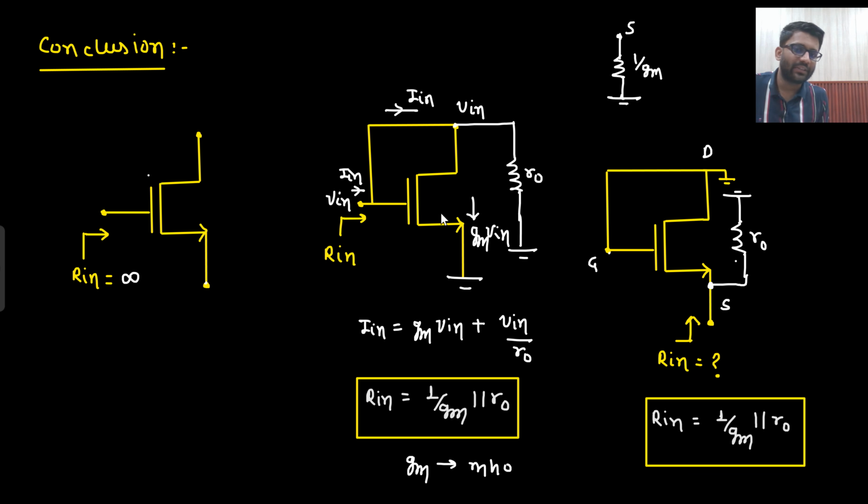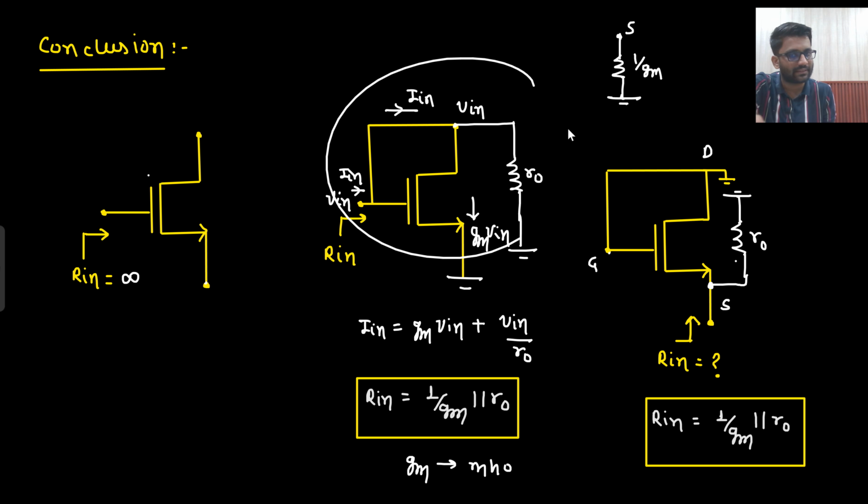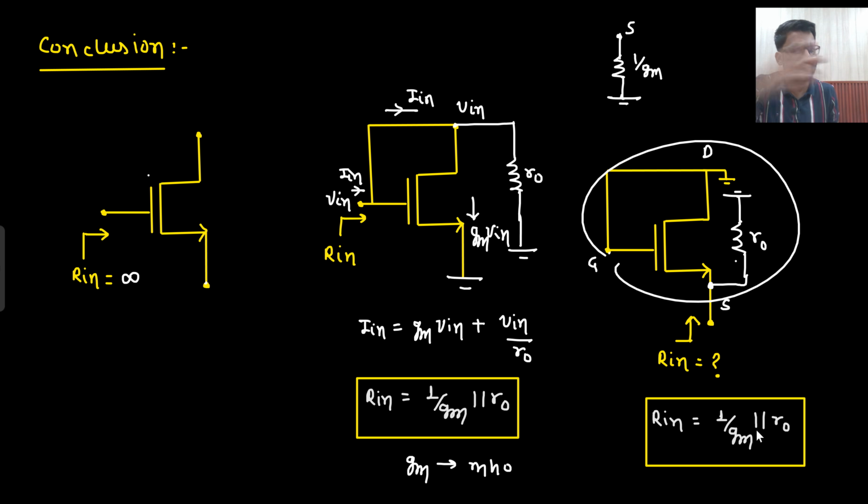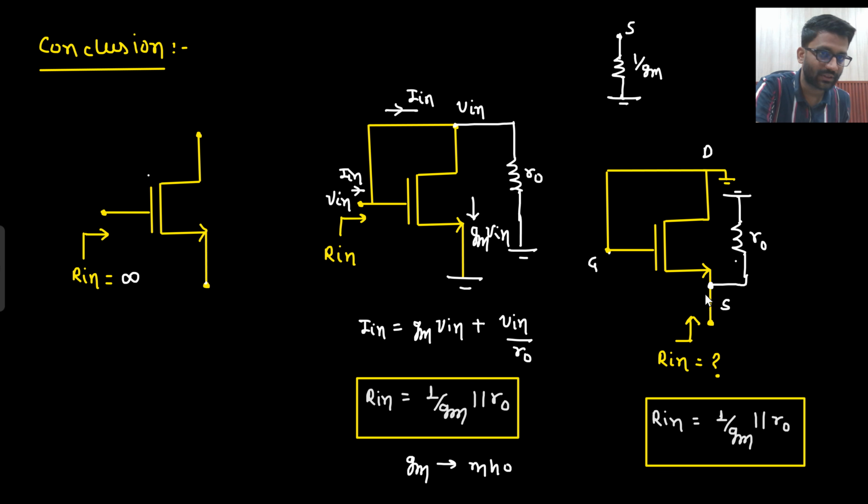Now you will say, sir, can I apply this concept here? No. Why is that so? Because you are not even looking from the source. You are looking from the gate here. Here also you can do the same analysis that I have taught you, but just for the shortcut purpose I am telling. Whenever you look from the source, there is a shortcut. That always you can say that from source to gate I can see 1 by gm. Do you agree to this point or not?